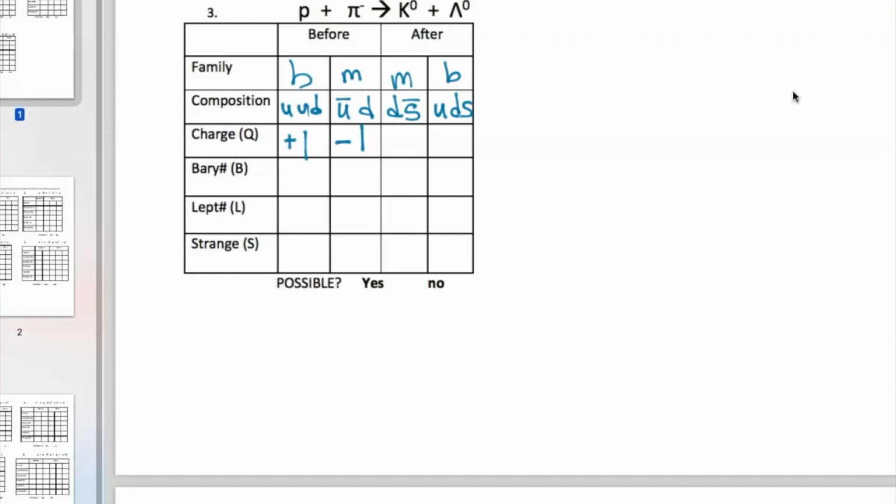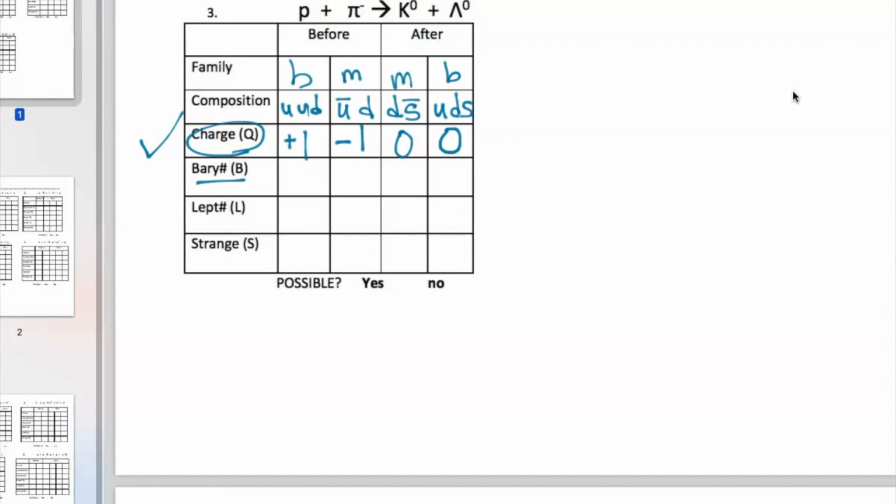Kaon neutral has a down quark, which is minus 1/3 in charge, and then an anti-strange, which has positive 1/3, so its charge is 0. And the lambda baryon has an up, down, and a strange. I'm going to guess that its charge is 0 because, again, it's lambda 0, but let's just double check. So 2/3 for the up, minus 1/3 for the down, minus 1/3 the strange actually equals 0. And so if I look at charge, charge is conserved. So far, in terms of charge, it seems like this is in fact a reaction that could happen. But let's go on to baryon number.